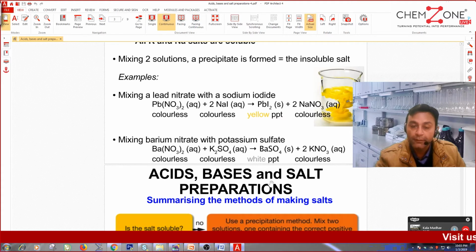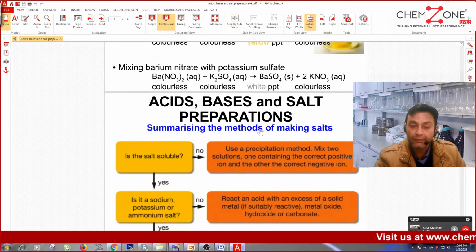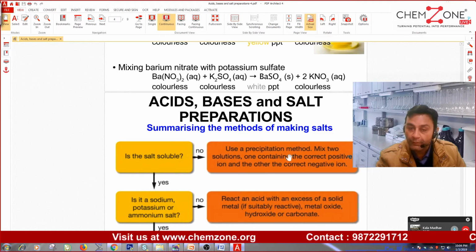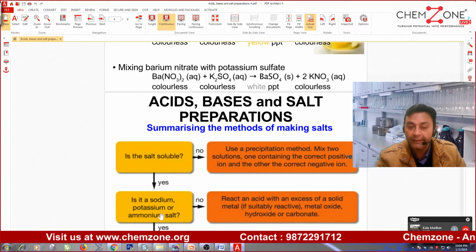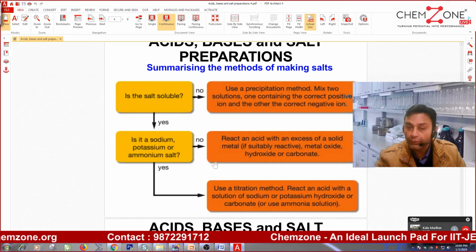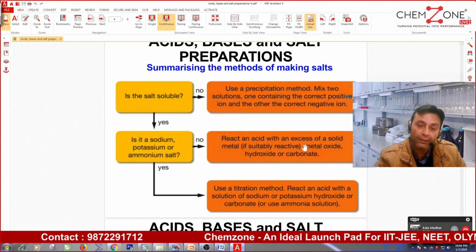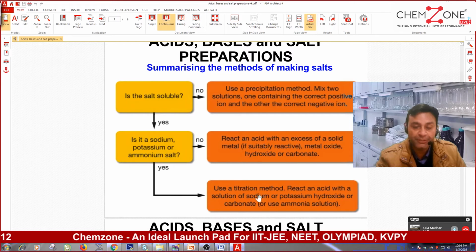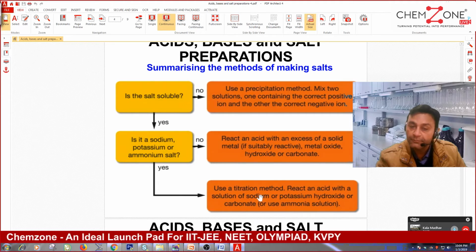Right? So, summarizing: is the salt soluble? If no, use a precipitation method. If it is soluble, then is it a sodium, potassium or ammonium salt? If no, react with the acid and excess solid metal. If yes, then use a titration method. This is how to make the salts.